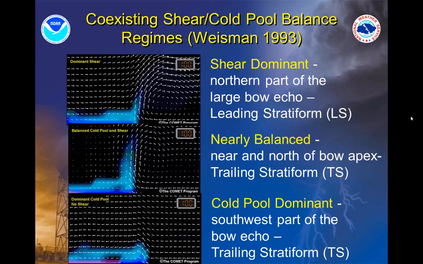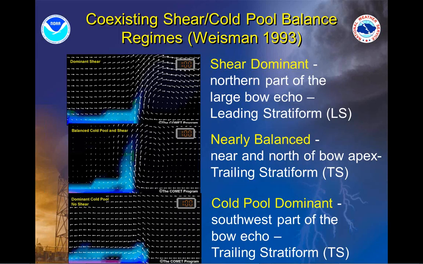I will point out with the shear dominant regime, you can also get tornadoes with that. If you really think about it, you're talking about a highly sheared environment anyway. So that can favor mesovortex tornadoes, but if you get tornadoes developing in your balanced regime, sometimes they'll shift off into that shear dominant regime. So you can get sustained tornado potential in both of those regimes. Typically, once you move into the balanced regime, you're going to get more of your trailing stratiform precipitation.